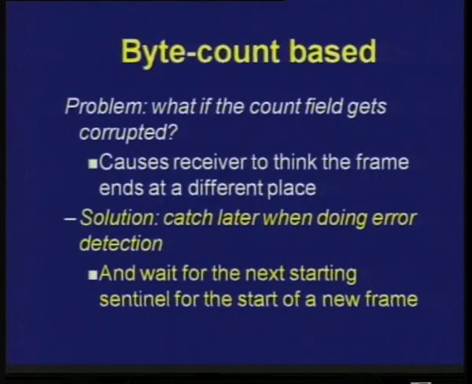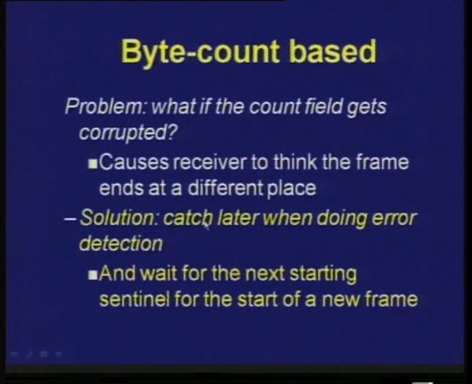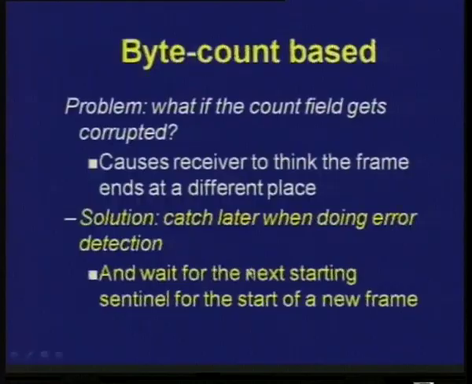The problem, as I said, is the count field getting corrupted, which causes the receiver to think that the frame ends at a different place. This is actually a very nasty scheme to work with. The solution we use is that you have to catch this later when you do the error detection. So error detection must be present in the frame if you want to catch these kinds of errors. If you have error detection available, then you would identify that there is something wrong with this frame, and you wait for the next starting sentinel for the start of a new frame. So this is how you can do things in the byte count based method.